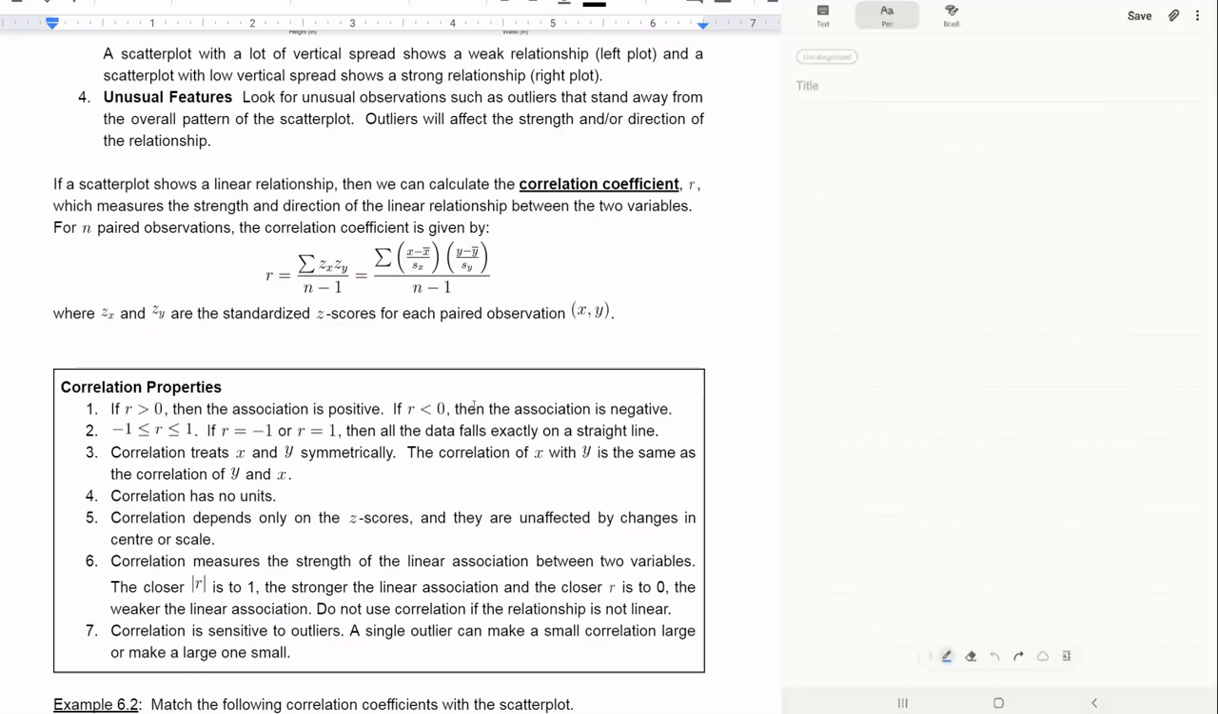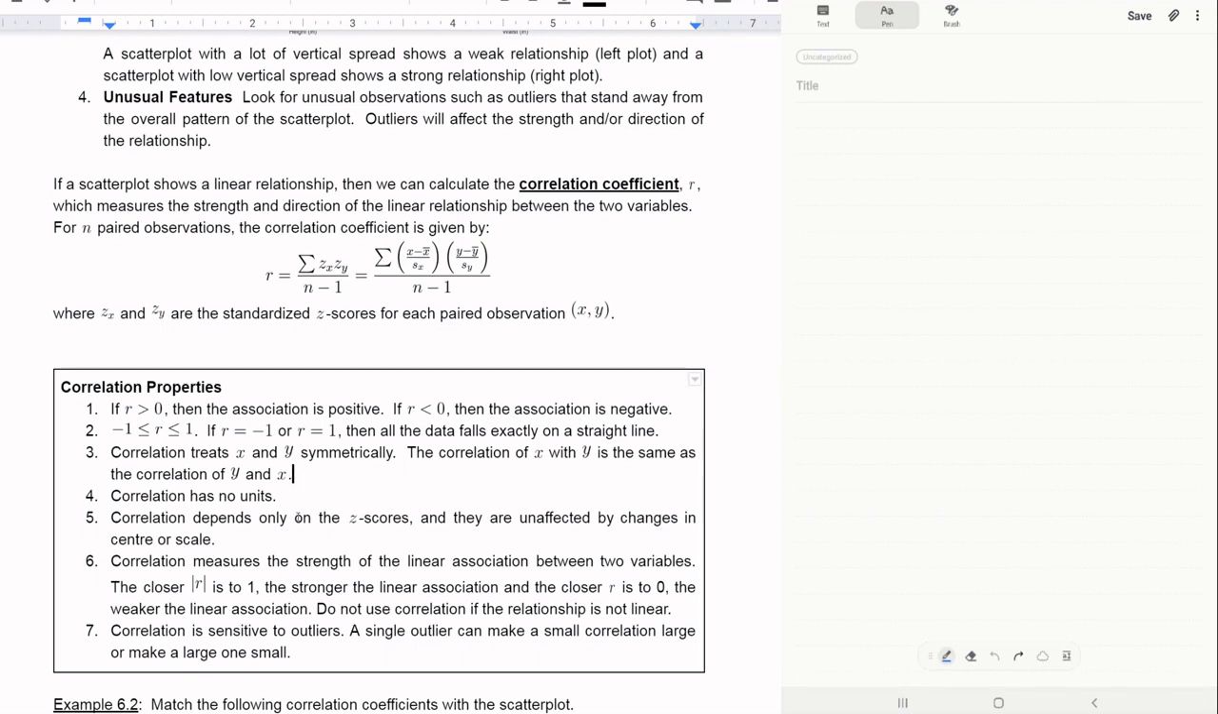Now, the correlation will treat both x and y symmetrically, so the correlation of x and y is the same as the correlation of y and x. Now, because the correlation depends on the z-scores of the paired observations, it will have no units and is unaffected by changes in center or scale.